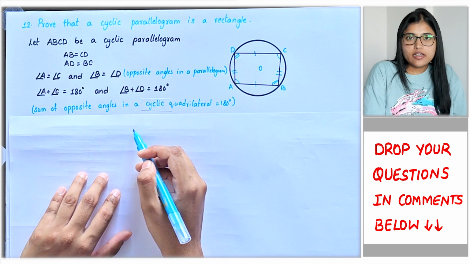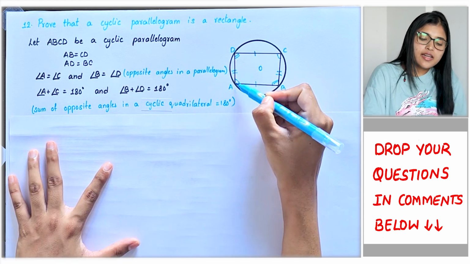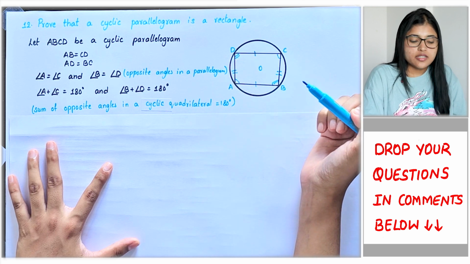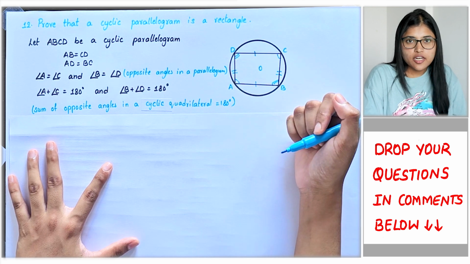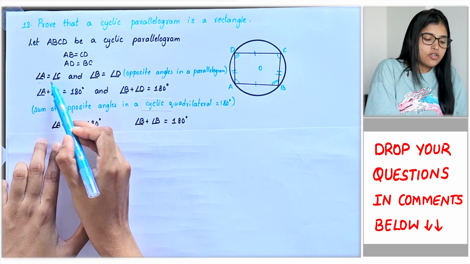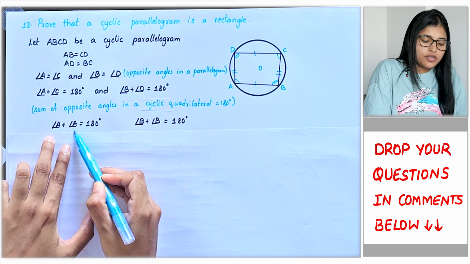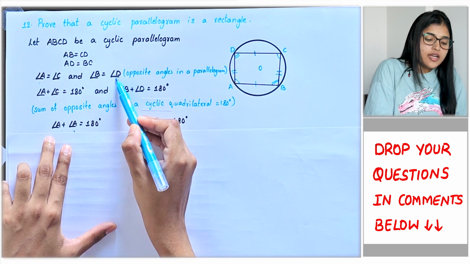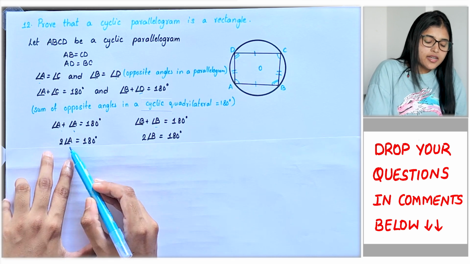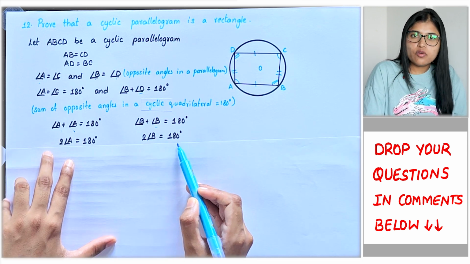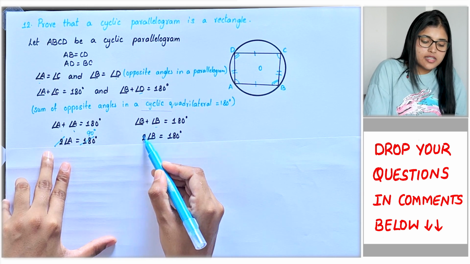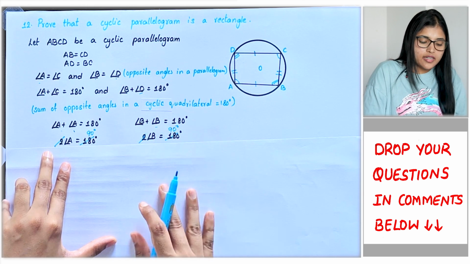But because this is a cyclic quadrilateral, I can also write angle A plus angle C equals 180 degrees and angle B plus angle D equals 180 degrees, because these are opposite angles in a cyclic quadrilateral. From this, I can write angle A plus angle A equals 180 degrees, because angle A equals angle C. Similarly, substituting angle B in place of angle D, I can write 2 angle A equals 180 degrees and 2 angle B equals 180 degrees. Cancelling this, I get angle A equals 90 degrees and angle B equals 90 degrees.